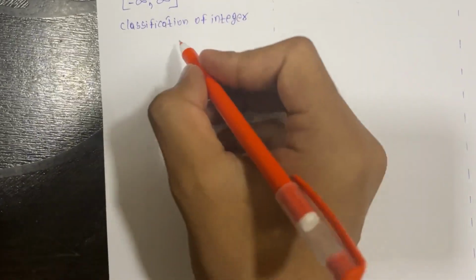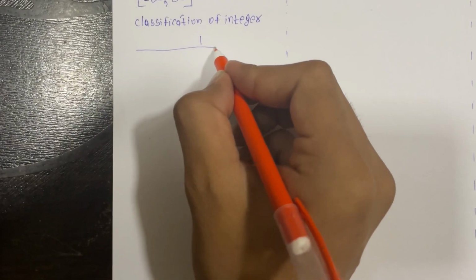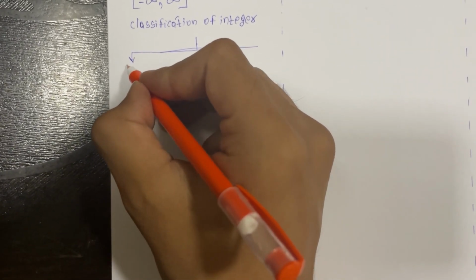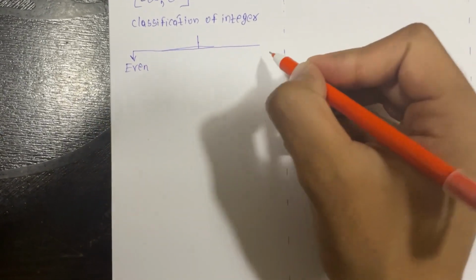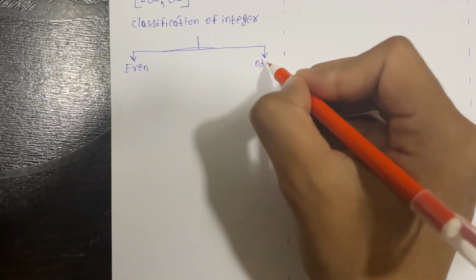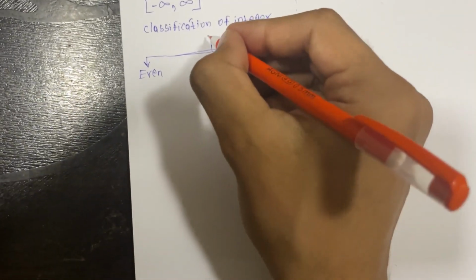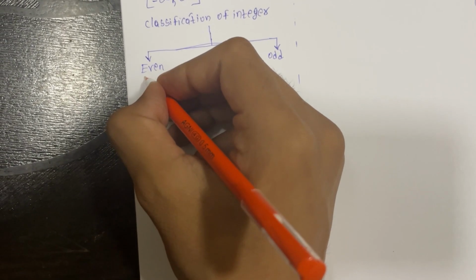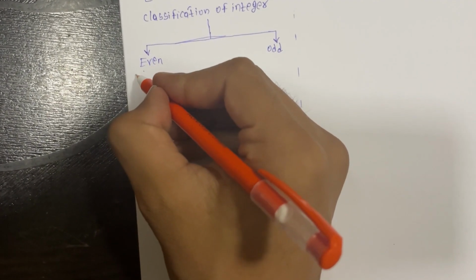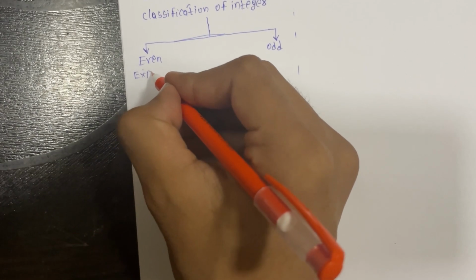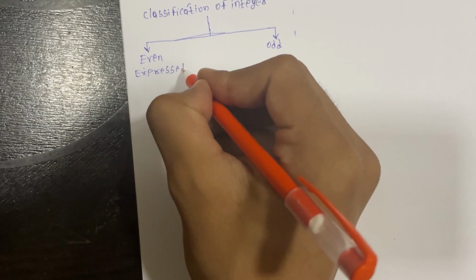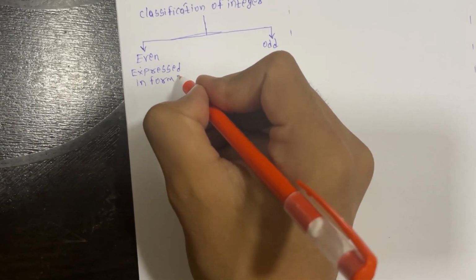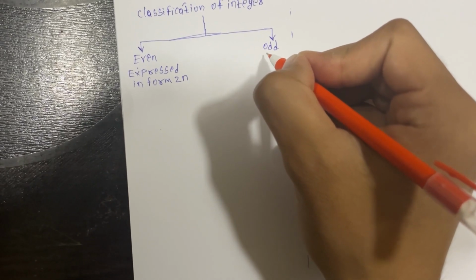So integers are classified in two types. One is even and another one is odd. So what is even integer? So even integers are the integers which are expressed in form 2n.